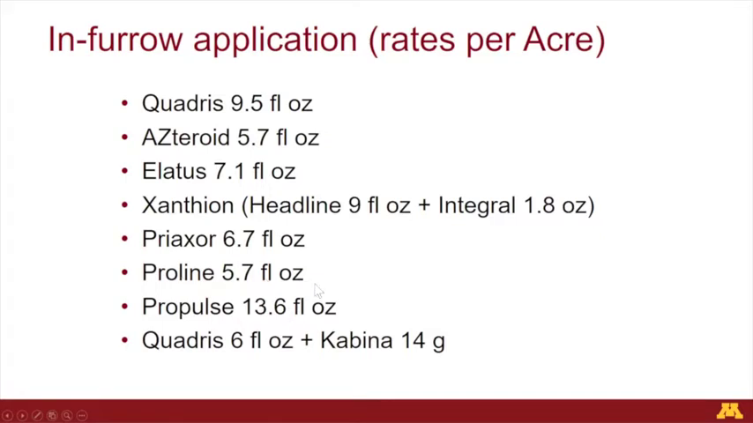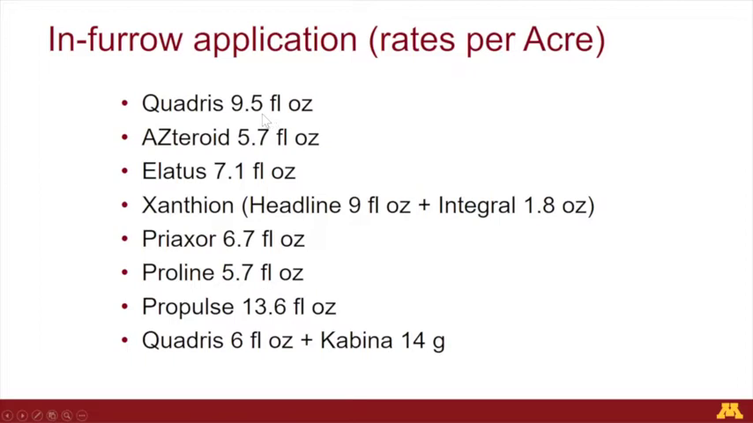And Proline, I know you all use it for Cercospora, and you could actually do that as an in-furrow application. And Propulse is a combination of prothioconazole and fluopyram. And I also included Quadris 6 fluid ounce with the Kabina. You know, ideally, I want you to use 9.5 fluid ounce.